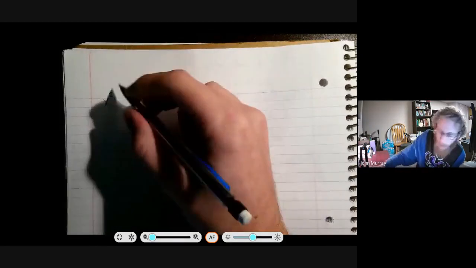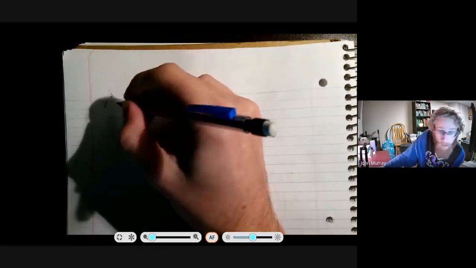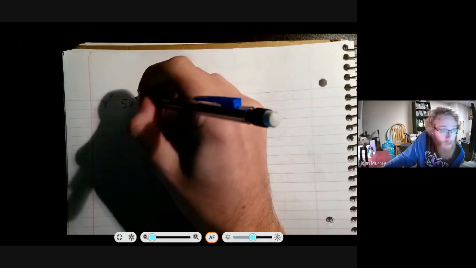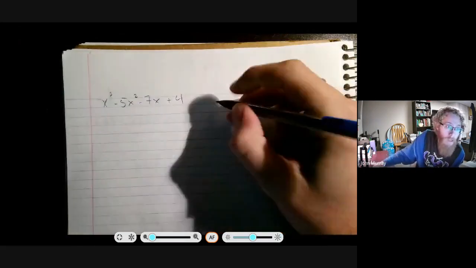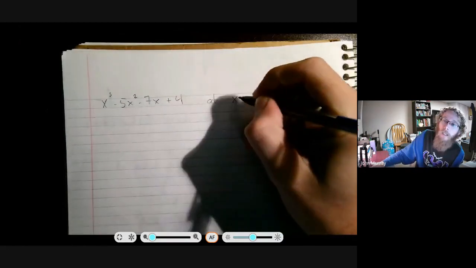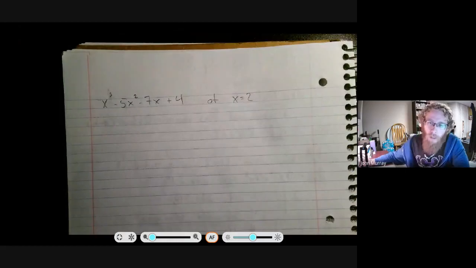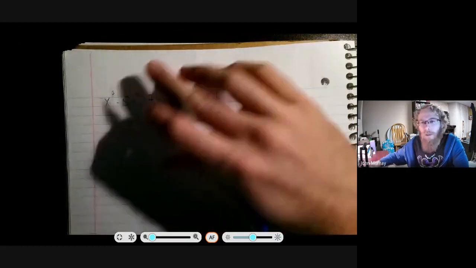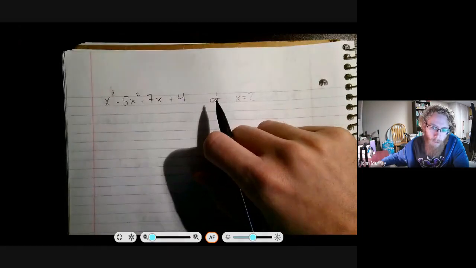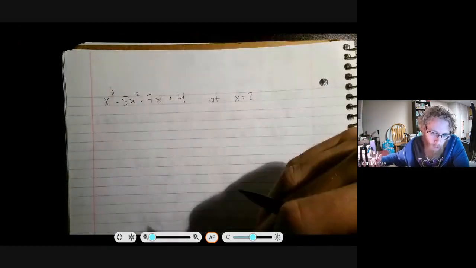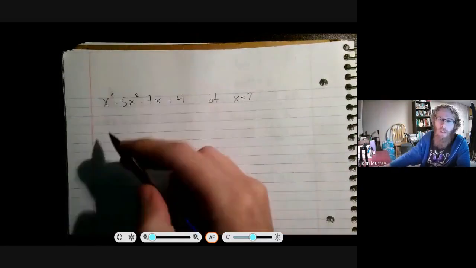evaluate the function x to the third minus 5x squared minus 7x plus 4 at x equals 2. Okay, so obviously you can just punch this in, 2 to the third minus 5 times 2 squared, so on and so forth. But right now we're just using that as a check to make sure that we did the synthetic division right. All right, so we're going to set it up.